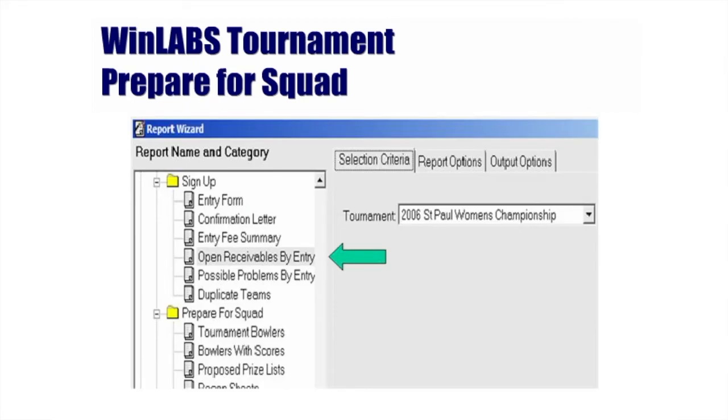The next report that should be run at regular intervals is the Open Receivables by Entry report. This will list entries where the money added to the entry does not match the event assignments. This will help you catch mistakes where you may not have placed a bowler in an event. This is a common occurrence. One thing it will not catch is a mistake where you gave the wrong person the all events. This can only be caught by the team captain when he or she reviews the confirmation letter. Another good reason to make sure you send confirmation letters to all team captains.